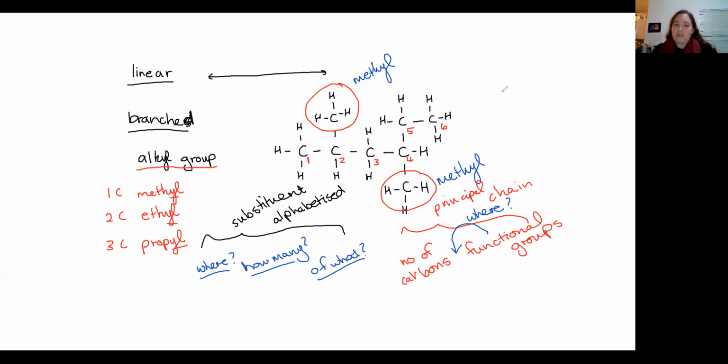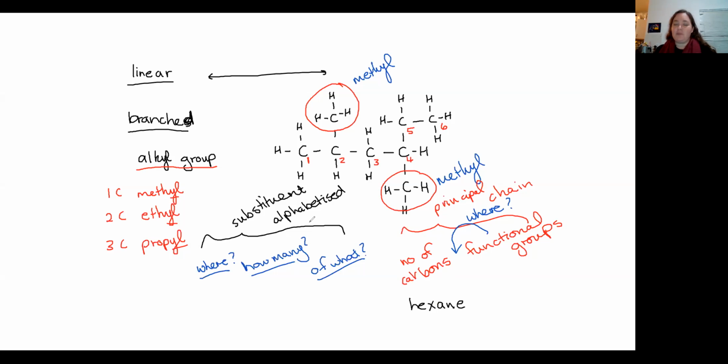So this is a very weird way of listing it, but basically my longest chain is 1, 2, 3, 4, 5, 6. So the number of carbons gives me hex. There are no double or triple bonds, so this is straightforward hexane, and we don't have to say where the single carbon-carbon bonds are because they're not important enough. So that is my principal chain.